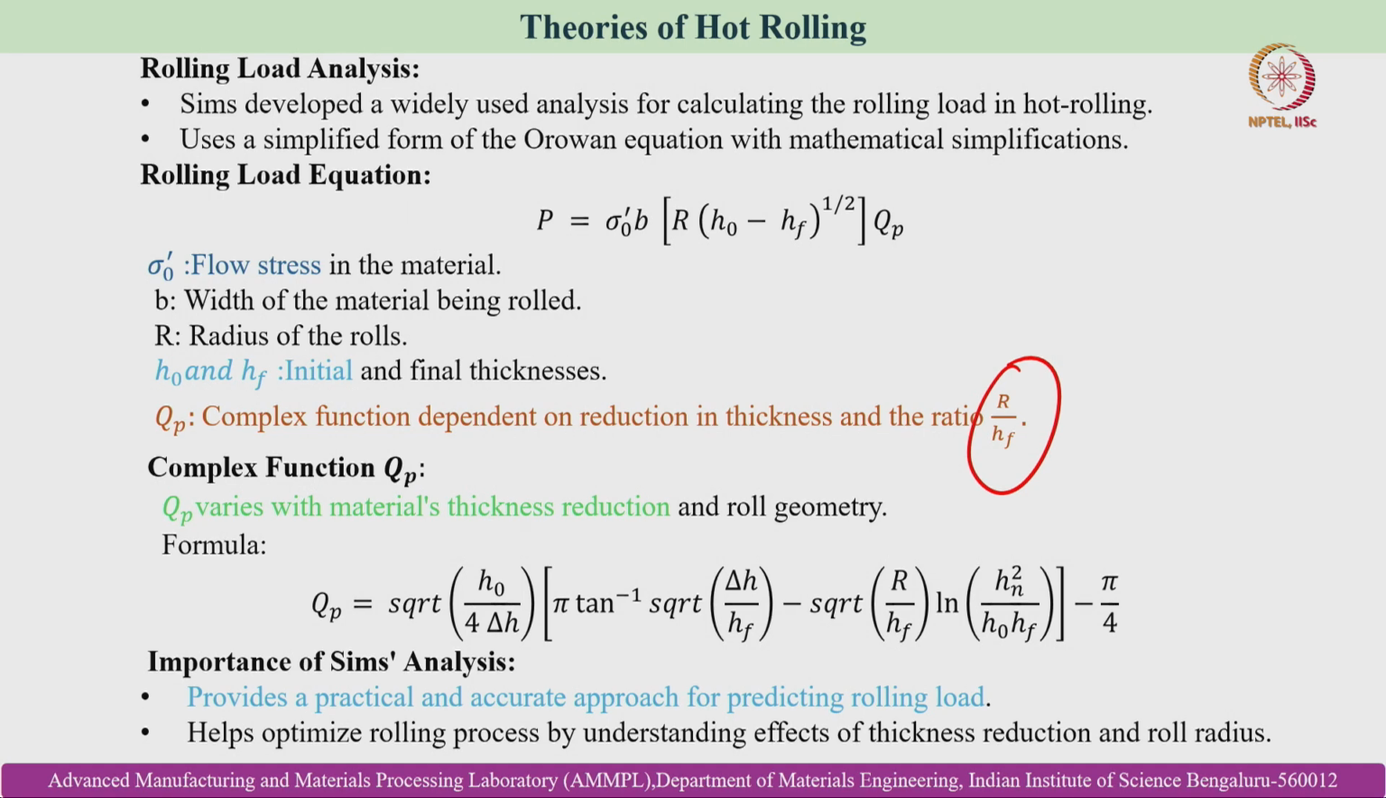The complex function Q_P varies with the material's thickness reduction and roll geometry, and it can be expressed as square root of (R by H_f) into [square root of (H_0 by 4 delta H) ... pi tan inverse square root of (delta H by H_f) minus ln (H_n square by H_0 H_f) minus pi by 4]. This is the mathematical expression for Q_P. The importance of Sims analysis is that it provides a practical and accurate approach for predicting rolling load, and it helps optimize the rolling process by understanding the effects of thickness reduction and roll radius.